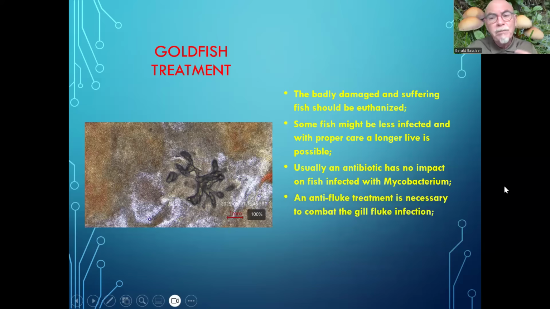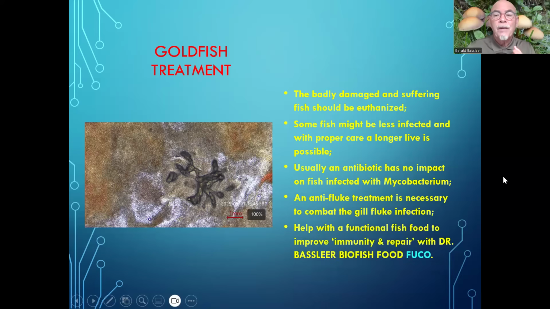The anti-fluke treatment will be necessary to kill the gill flukes. Watch out when you treat gill flukes because they lay eggs and they can come out after 7 or 10 days. So you have to retreat, following the directions of the medications you obtain. A functional fish food can help to improve the immunity and repair of the fish.